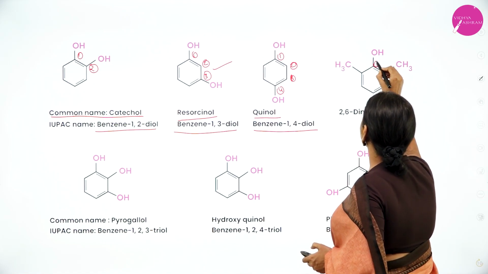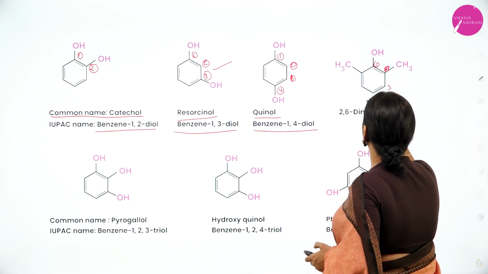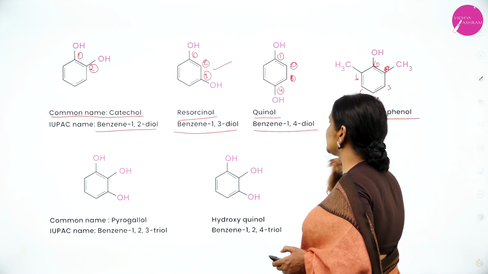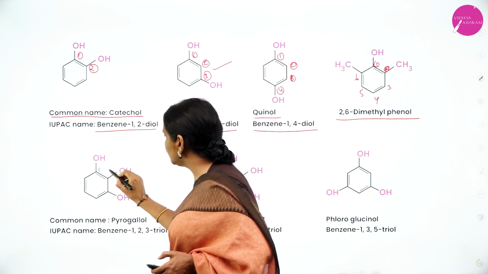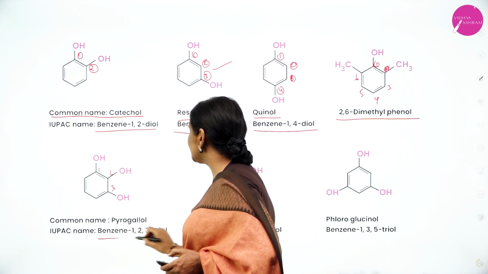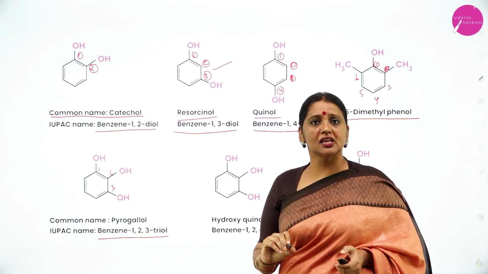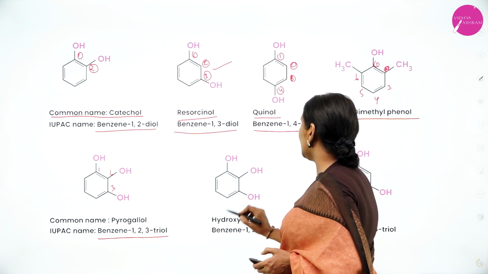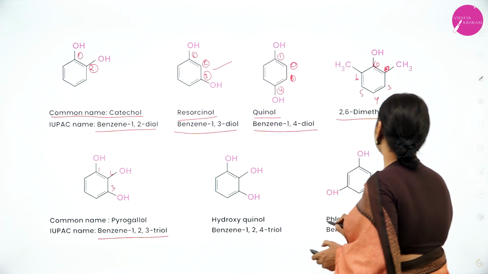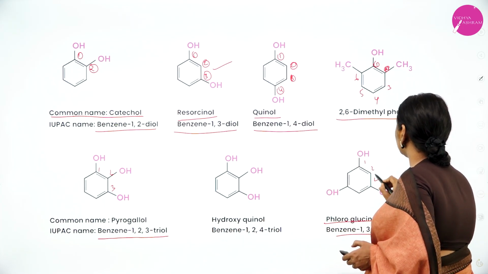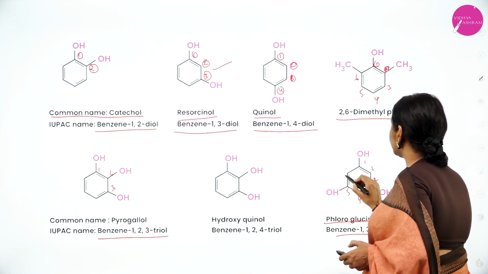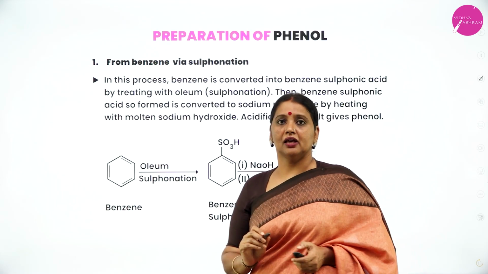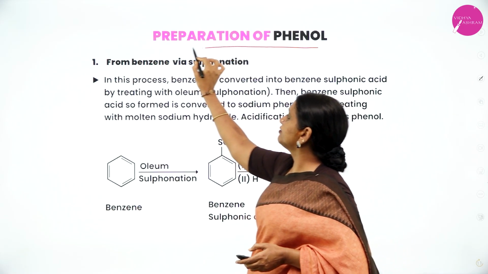If you number 1, 2, 3, 4, 5, 6, this is 2,6 dimethyl phenol. If I number 1, 2, 3, it is benzene 1,2,3 triol. Then hydroxyquinol, which is benzene 1,2,4 triol, and phloroglucinol, which is benzene 1,3,5 triol.